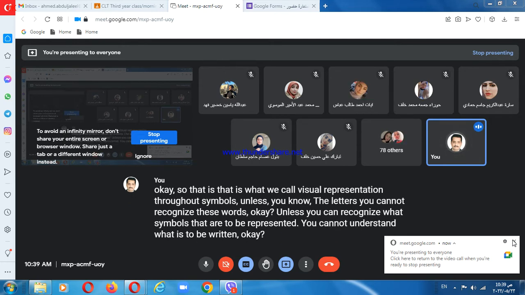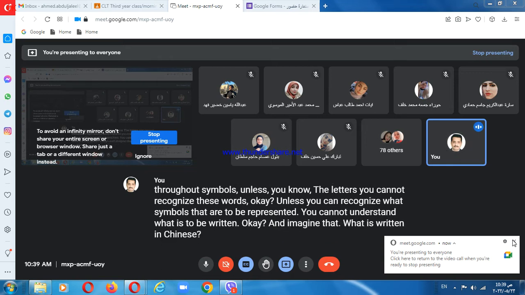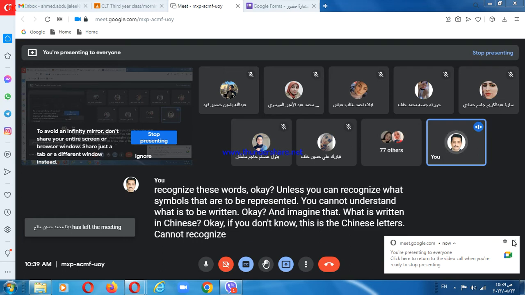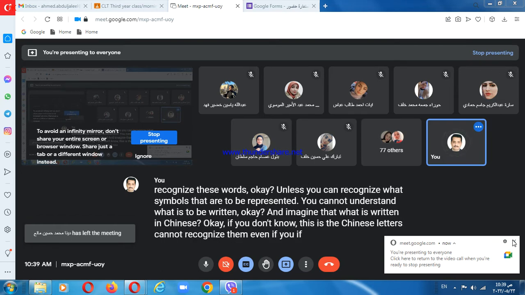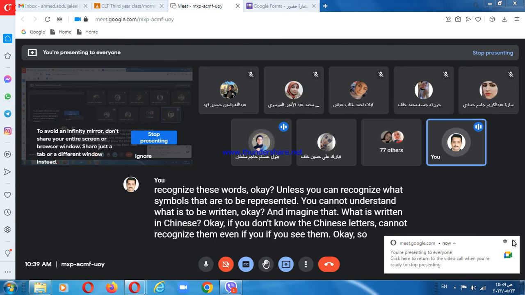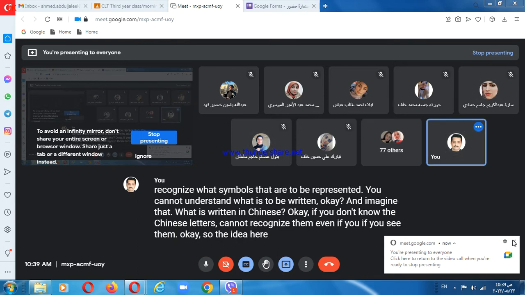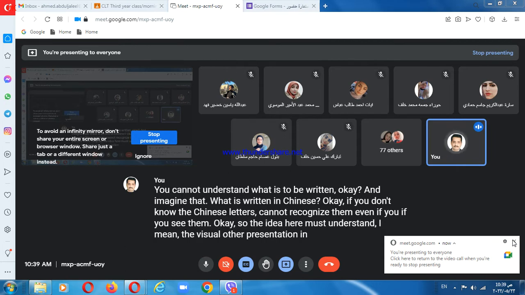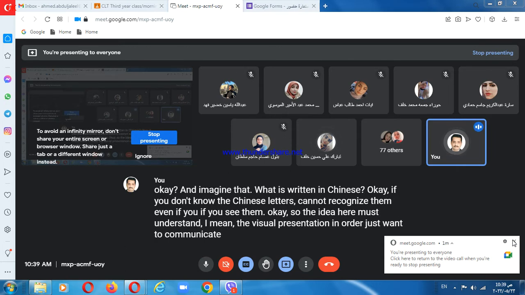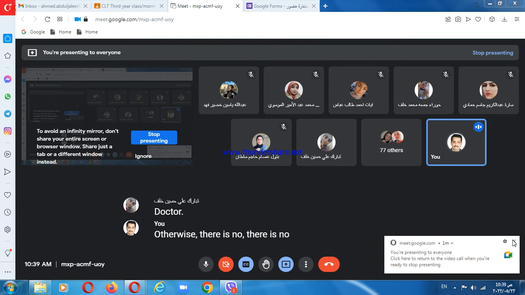Imagine that what is written is in Chinese. If you don't know the Chinese letters, you cannot recognize them even if you see them. So the idea here is that you must understand the visual representation in order to communicate. Otherwise, there is no understanding. There is miscommunication here.